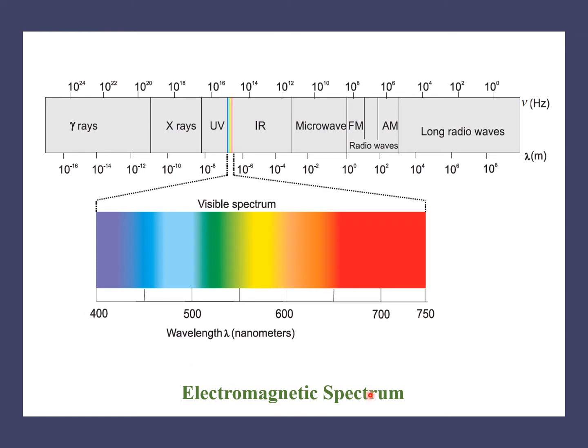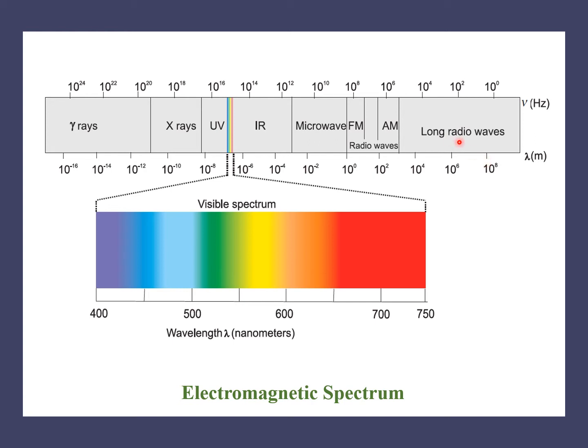So this is the electromagnetic spectrum I was talking about. This is the whole range of the electromagnetic spectrum. It comprises various wavelengths and frequencies, on whatever scales are written over here. Wavelength and frequency are inversely proportional to each other.